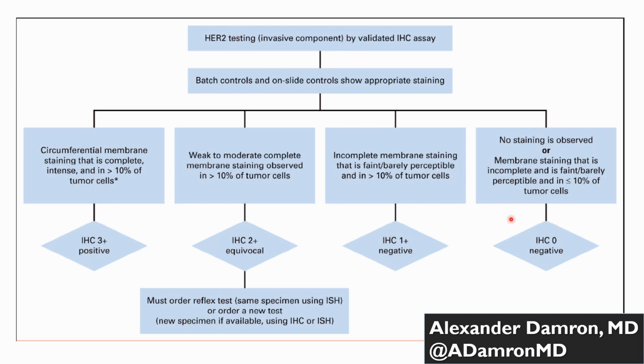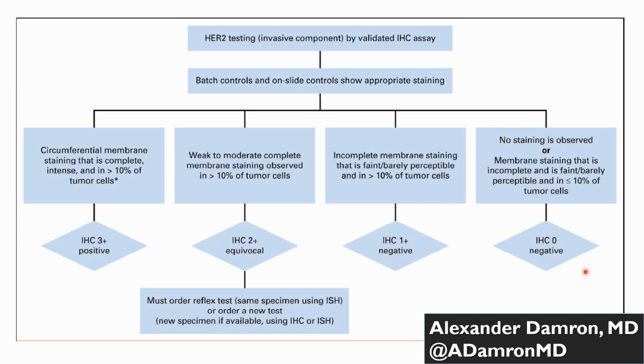assay. And let's talk about the different scores, the first one is going to be a 0, right? And the score of 0 is really two different types. Either you're going to have absolutely no staining at all. That's easy. You look at it, there's no question, that's an IHC of 0. The other scenario is where you're going to have membrane staining that's basically very faint or barely perceptible in less than 10% of the cells.